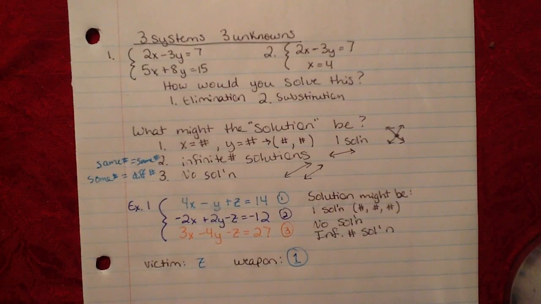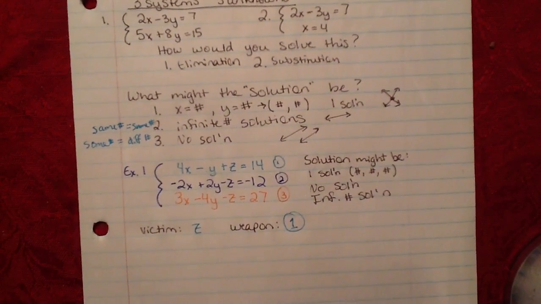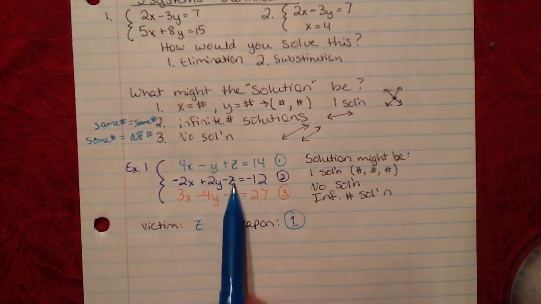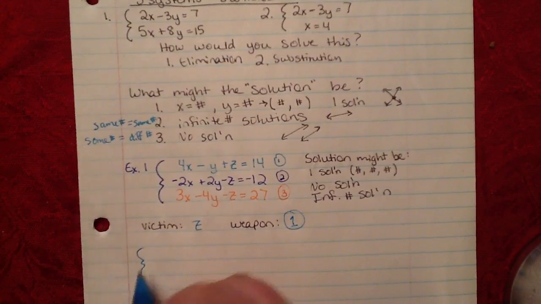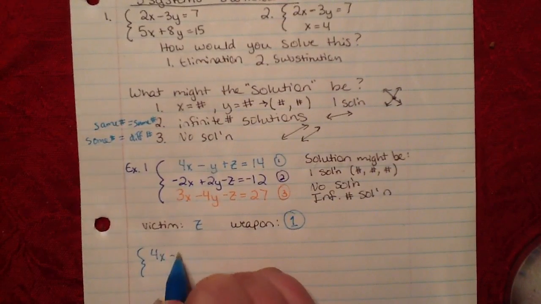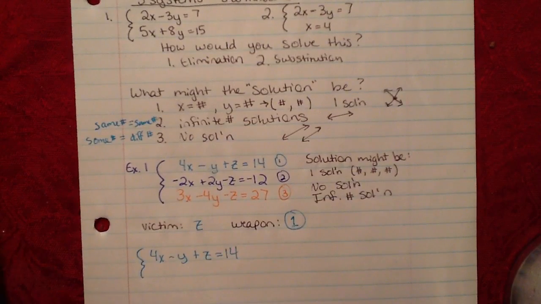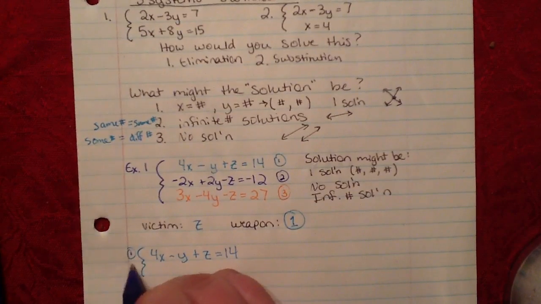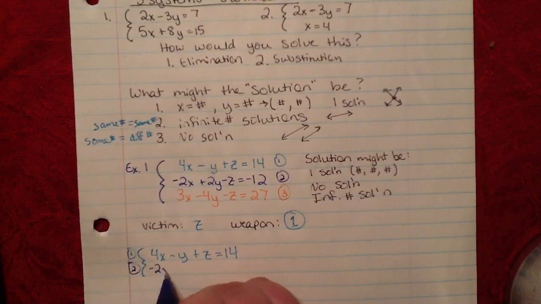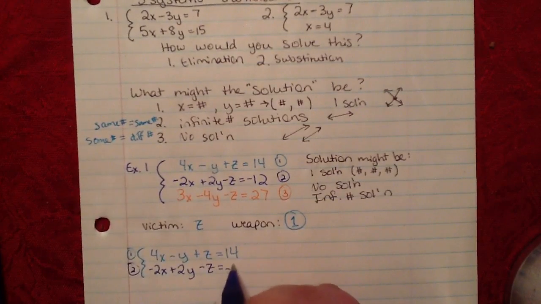Now I just need to line them up. So equation 1, and again, this one's an easy one because I don't have to multiply anything, because I looked for the easiest variable to cancel. So I've got my 4x minus y plus z equals 14, and then I'm going to use that, that was equation 1, with equation 2: negative 2x plus 2y minus z equals negative 12.